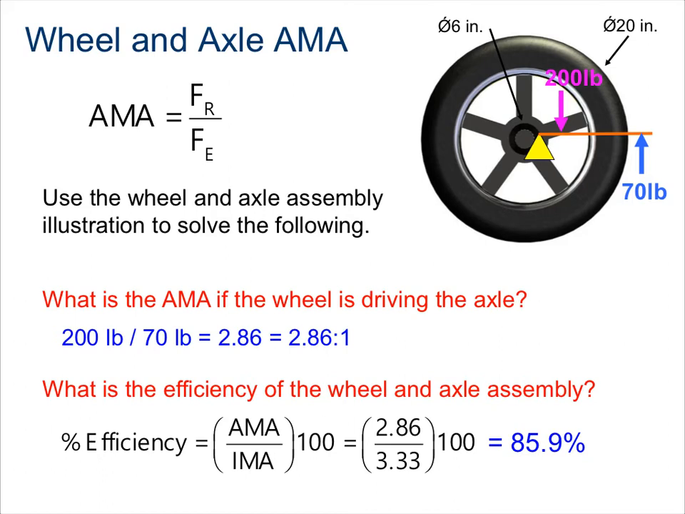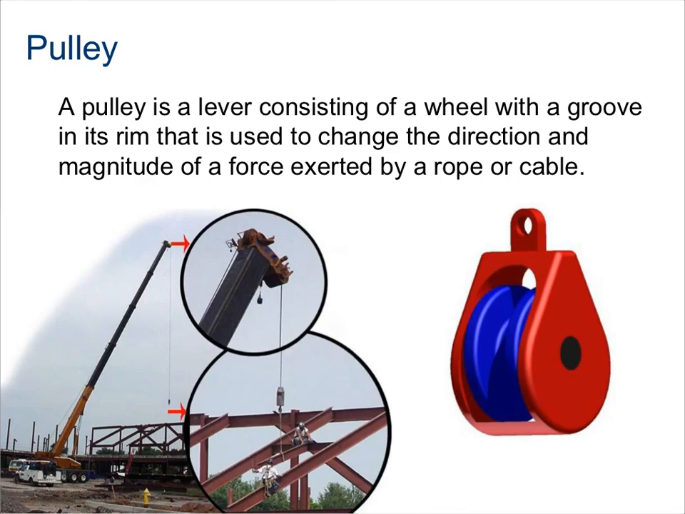What's the efficiency of the wheel and axle assembly? So again, to calculate efficiency, it's going to be AMA over IMA times 100. So 2.86 divided by 3.33 times 100, and we get an efficiency of the wheel and axle assembly of 85.9%.